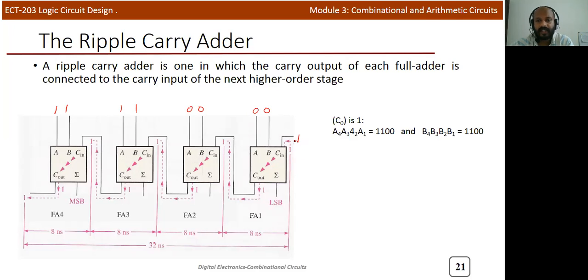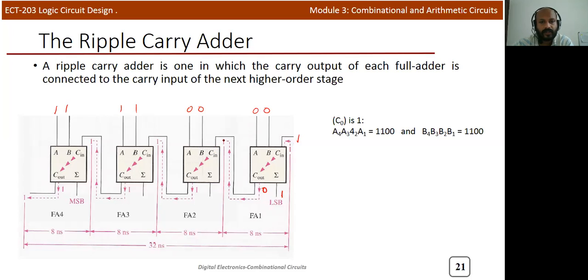Now we can start the explanation. Here in this particular case, the first full adder, the inputs are 0 0 and carry in is equal to 1. After the addition process, 0 0 and 1, you'll get sum is equal to 1 and carry is equal to 0. This carry will be propagated and it will reach this particular point.